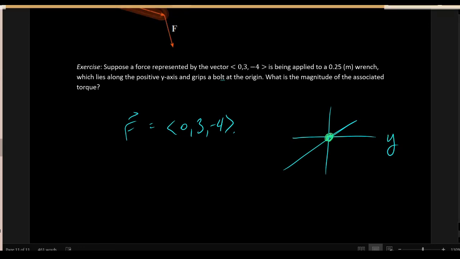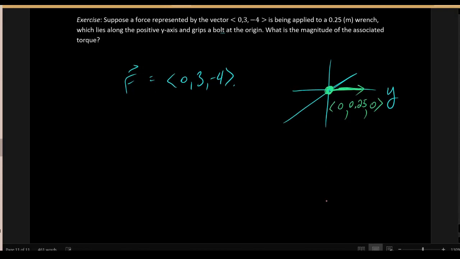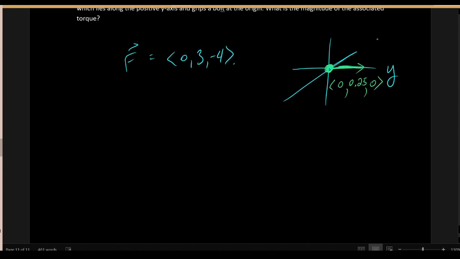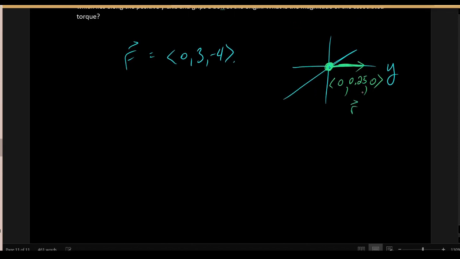So the origin is where the bolt is located, that's the point of rotation. And then we have a wrench which is stretching 0.25 meters along the positive y-axis. So we could represent such an object by a vector that is pointing purely in the y direction, which has this quantity 0.25 units. That's how far we should go in the y direction. So what is the magnitude of the associated torque? This can be found by taking the cross product of F with R and then taking the magnitude of that vector.